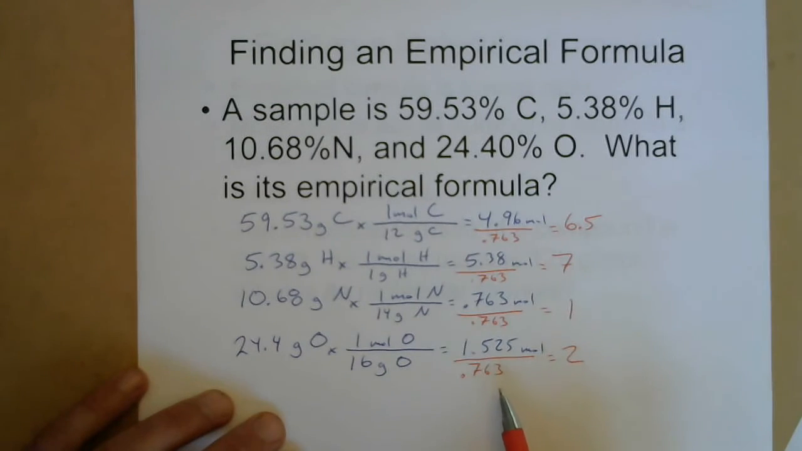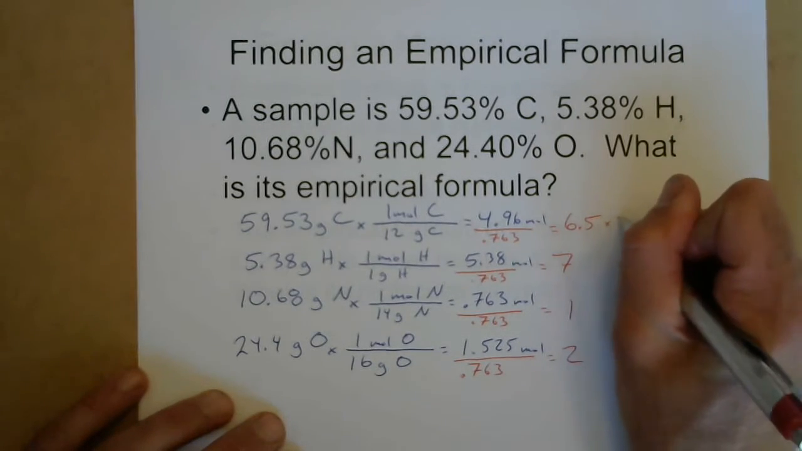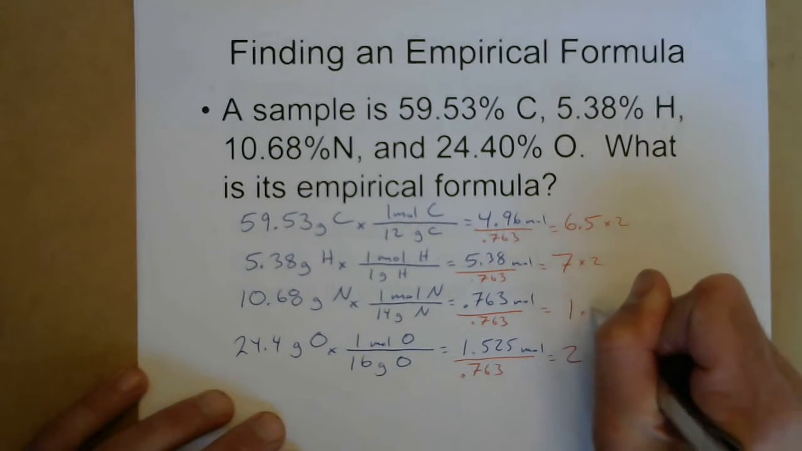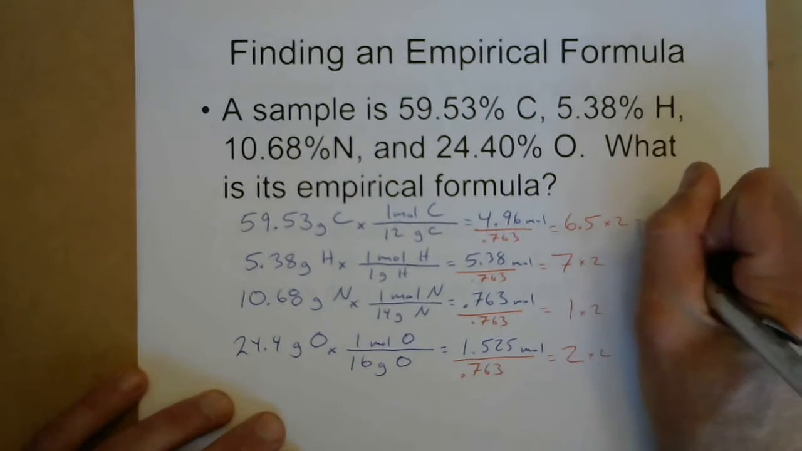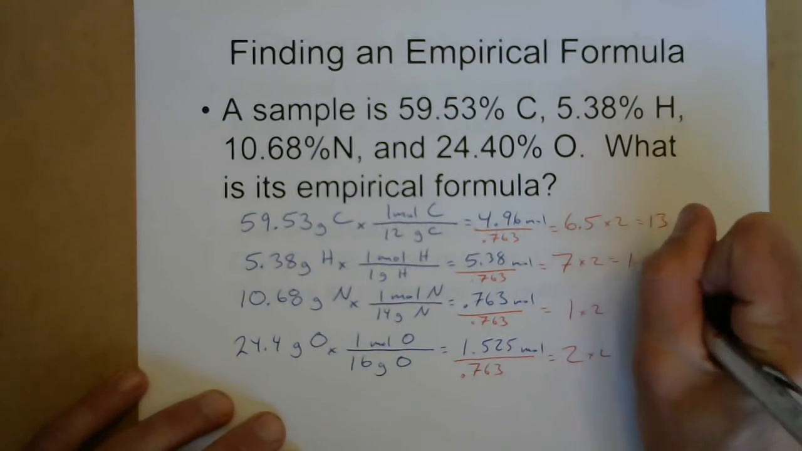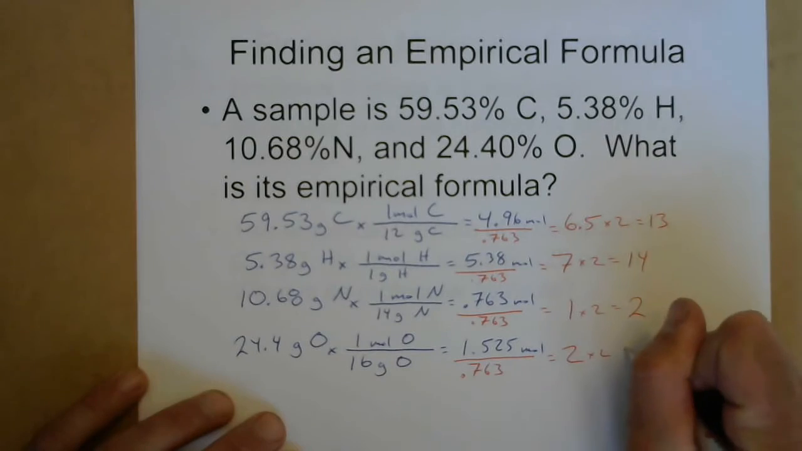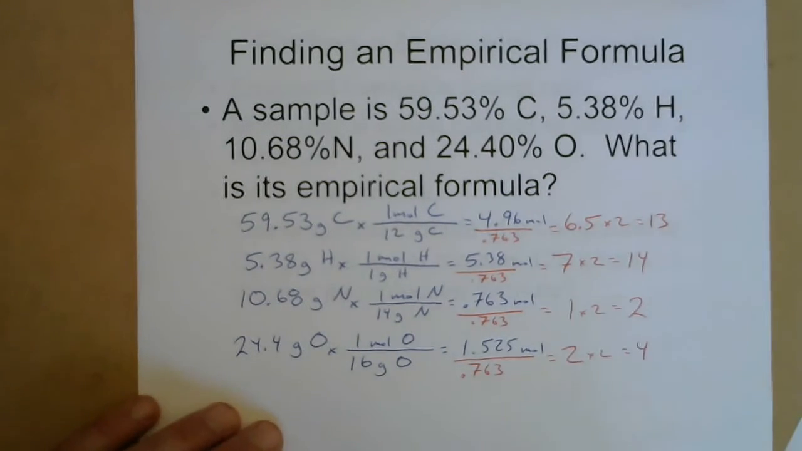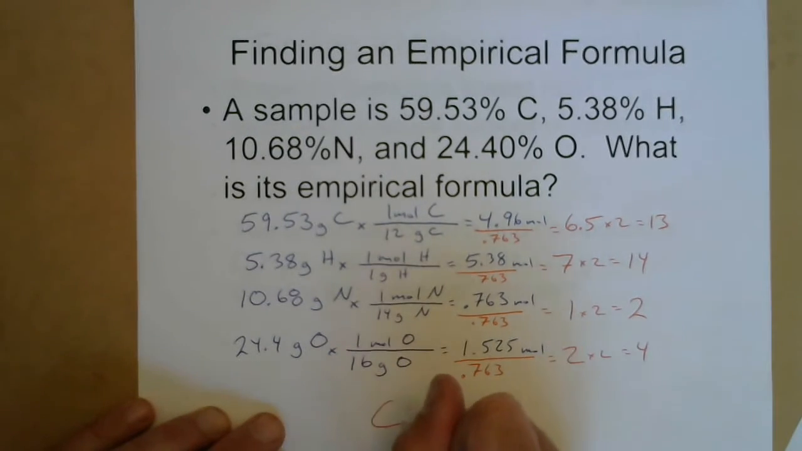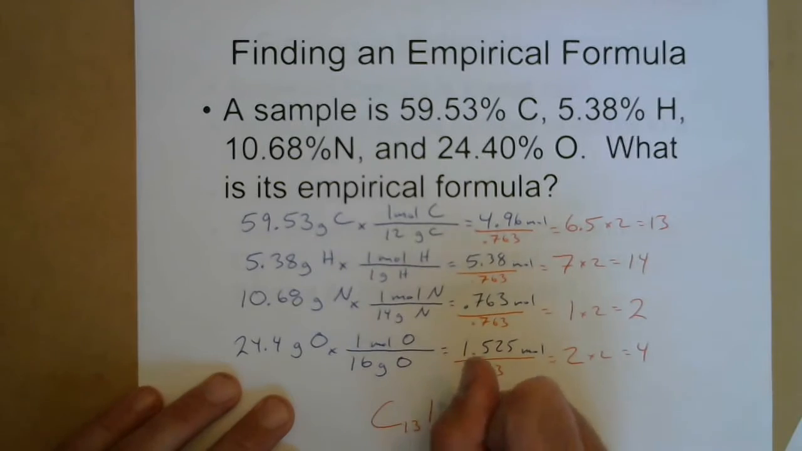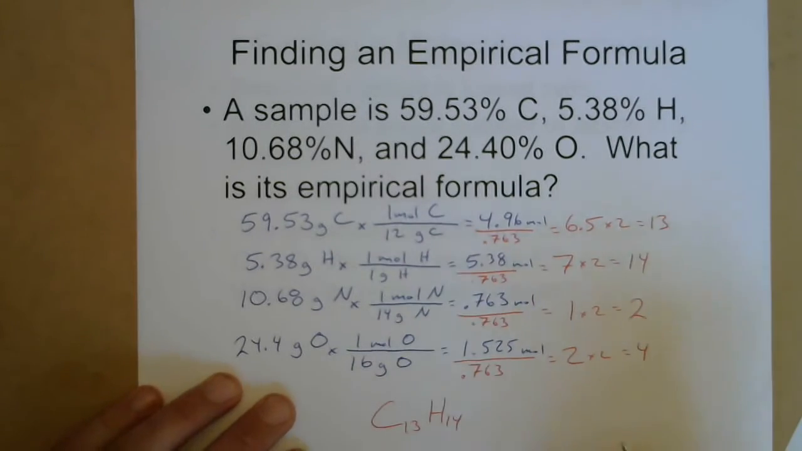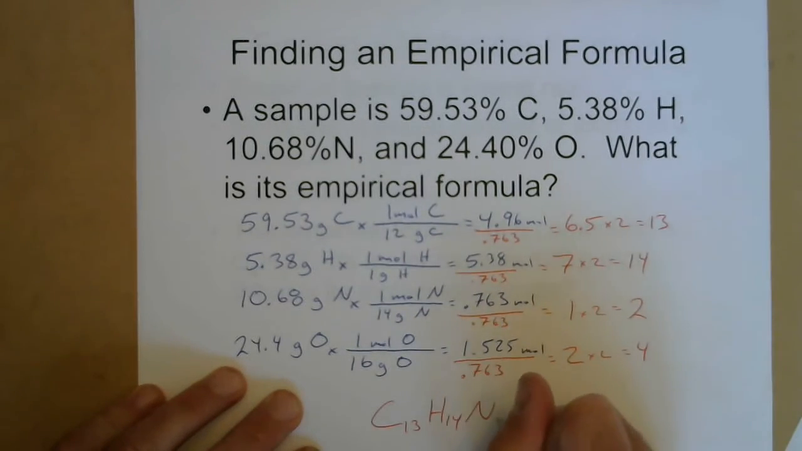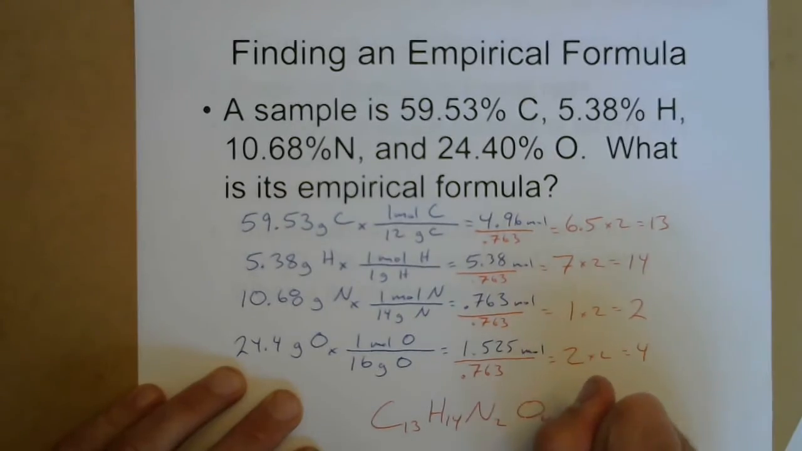Just like we can divide them all by the same number, we could also multiply them all by the same number. So if we multiply these all by 2, it's going to give us 13, 14, 2, and 4. So we kept that ratio the same. We got them all to be whole numbers. Now we're ready to write out the formula. So it'd be C13, H14, N2, and O4.